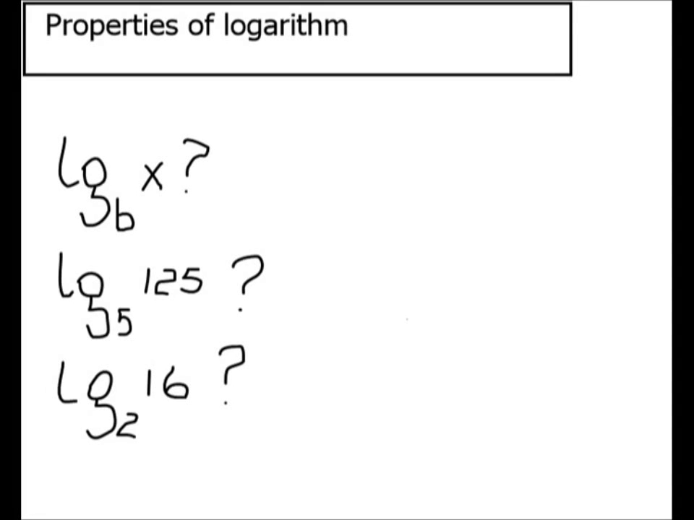Today I want you to understand a lot of properties of logarithms. I think in this video everything is going to be clear for you.